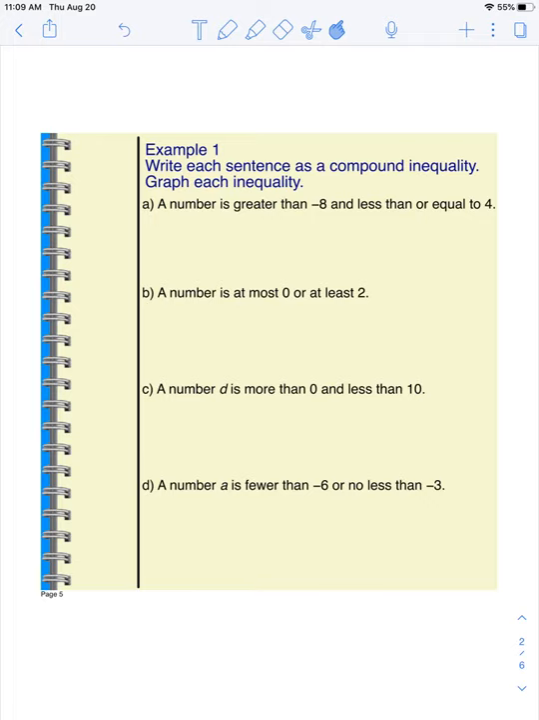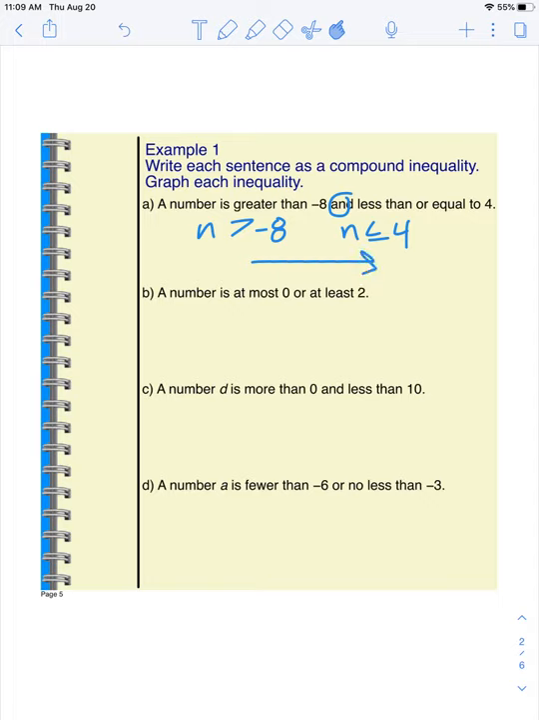All right, to get us used to the idea of two inequalities joining together, we have some word problems so that we can just write it and then we're going to graph it as well. So example 1a, a number is greater than -8. So we have n is greater than -8 and less than or equal to 4. So it has to be both.